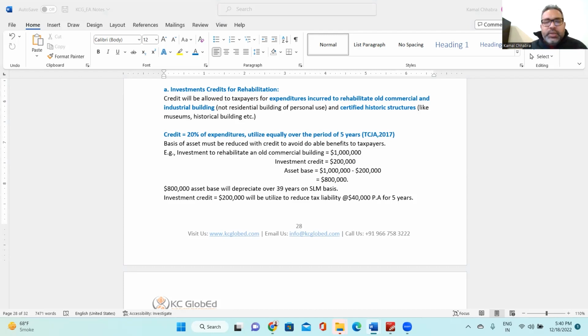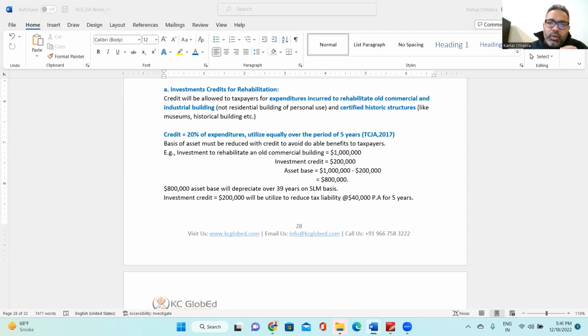First question: to what category of capital expenditure is this rehabilitation credit allowed? Commercial and industrial buildings, or certified historical structures. If you are making expenditure on the rehabilitation of old commercial buildings, industrial buildings, or historical structures, then only is this investment credit for rehabilitation allowed.